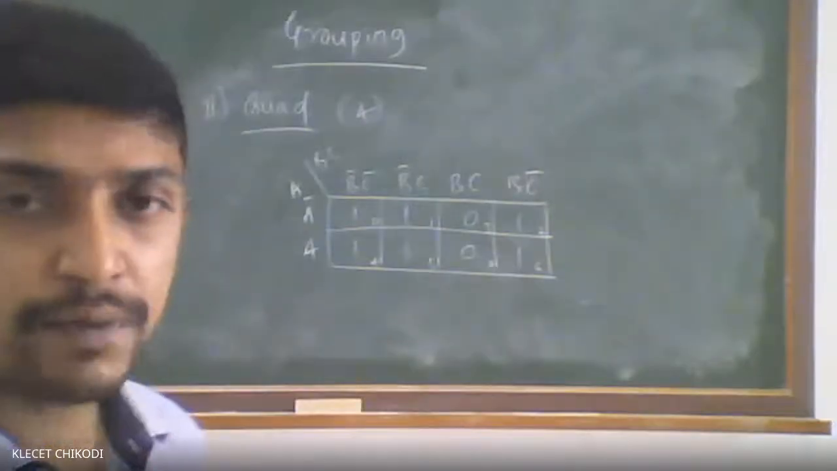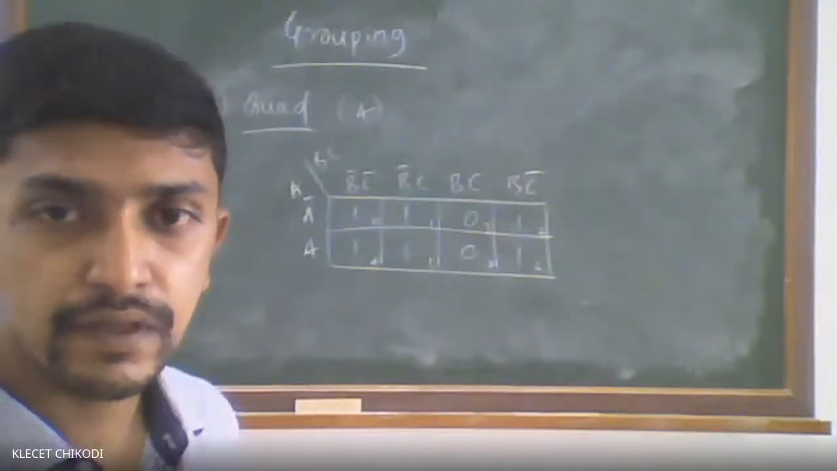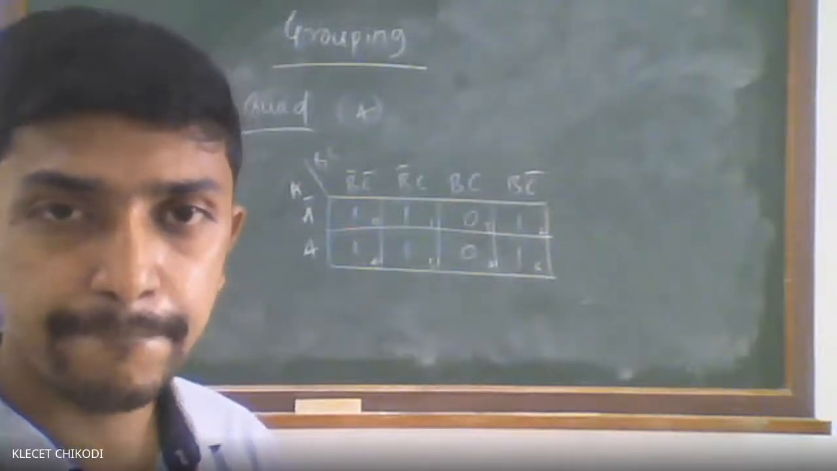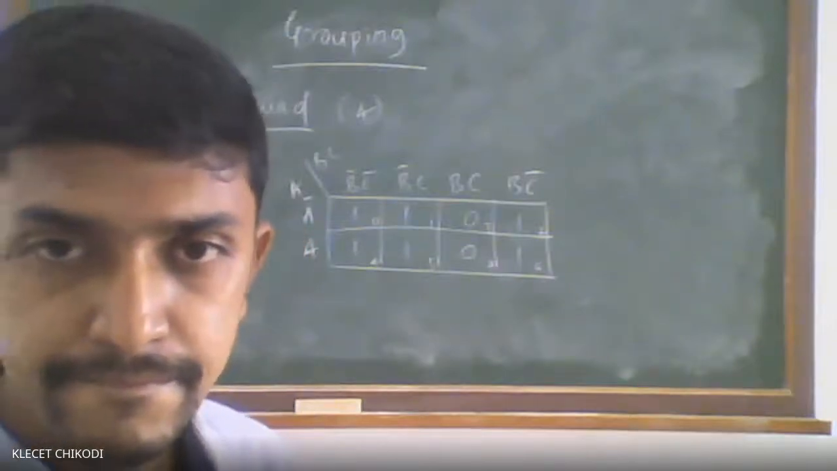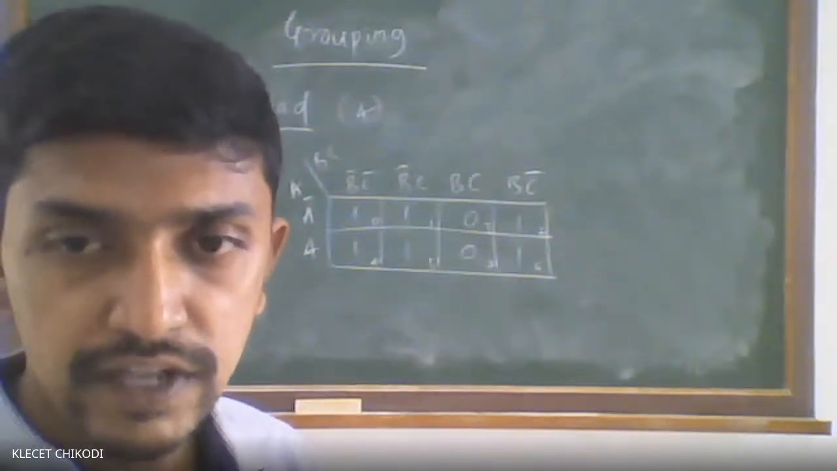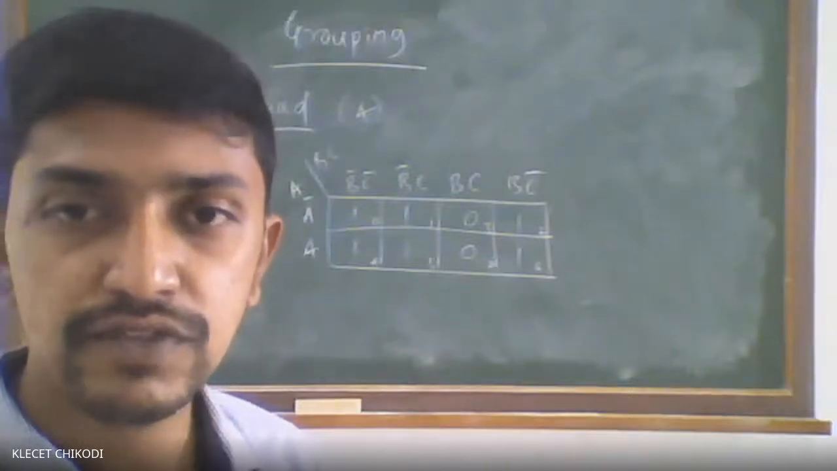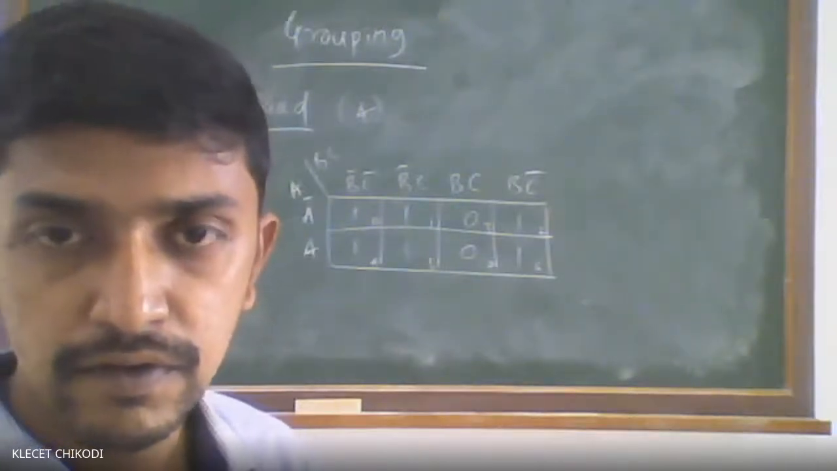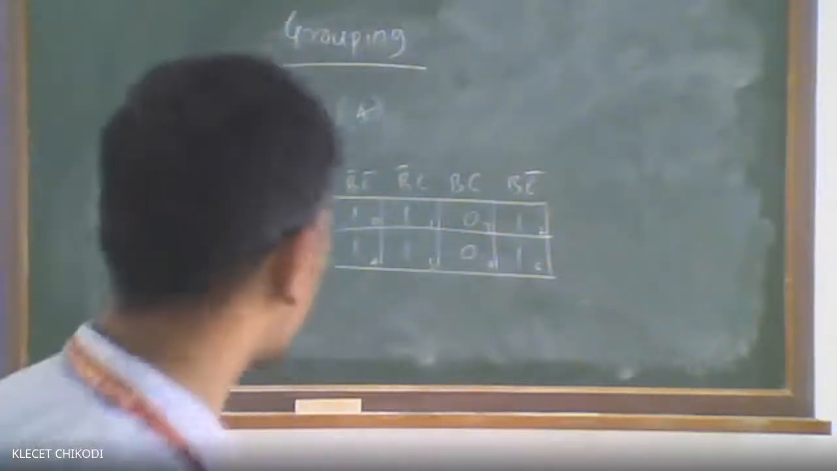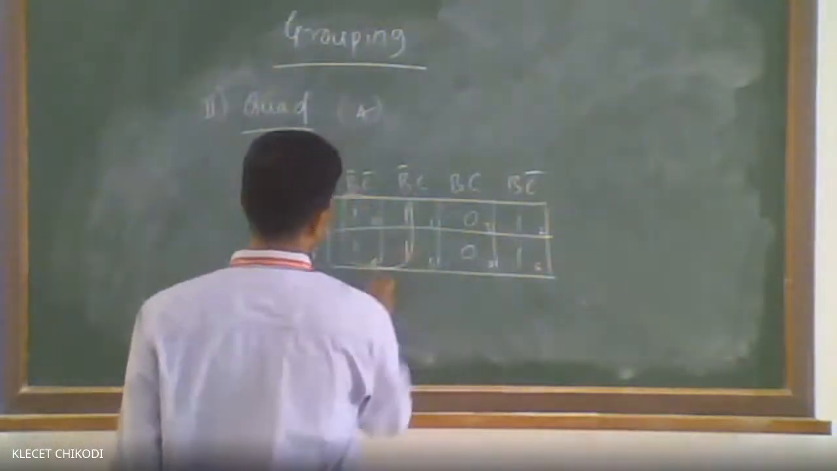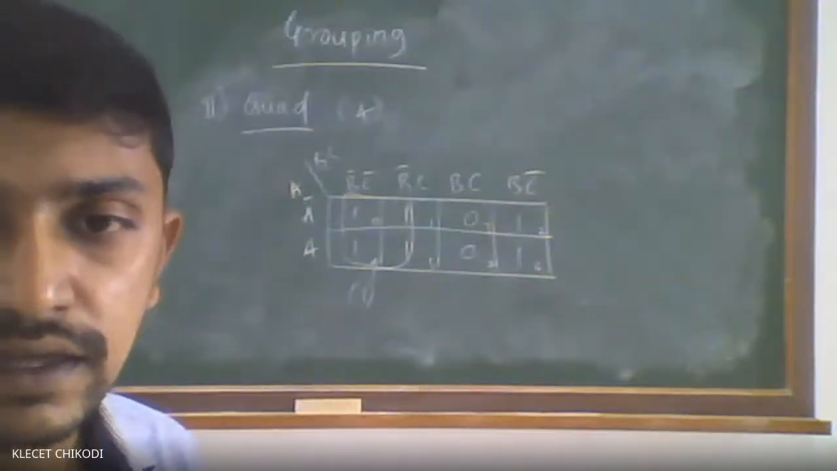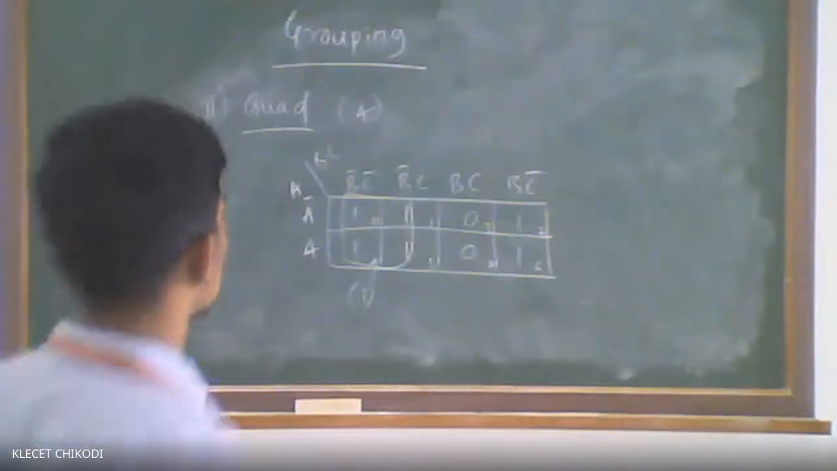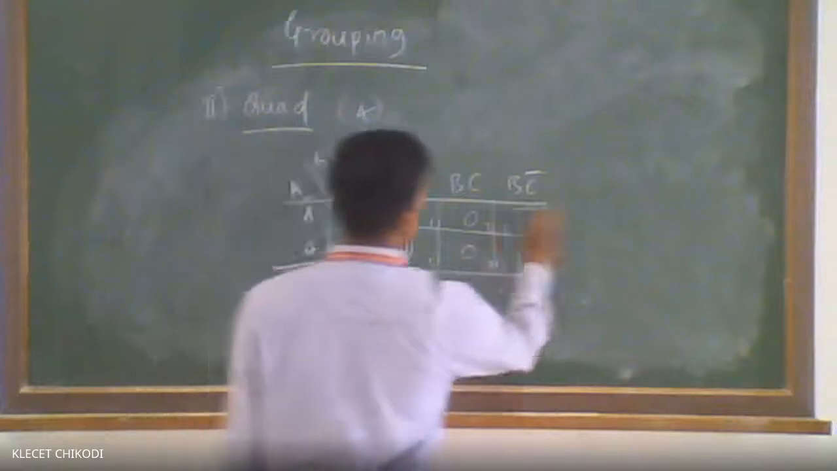Tell me how many quads are possible here? Okay, 2. So which are those? What is the first quad? Just put the cell numbers there. Put the cell numbers 0, 1, 4, 5. Okay, so this is the first quad. Fine. What is the next quad? 0, 1, 2, 6. Okay, good. This is the second quad.